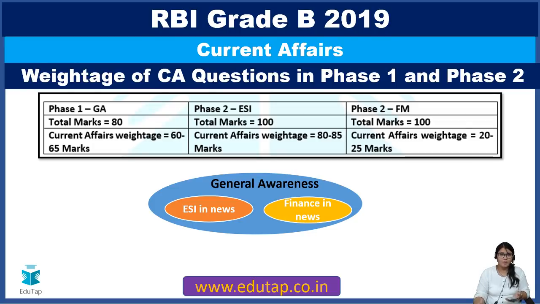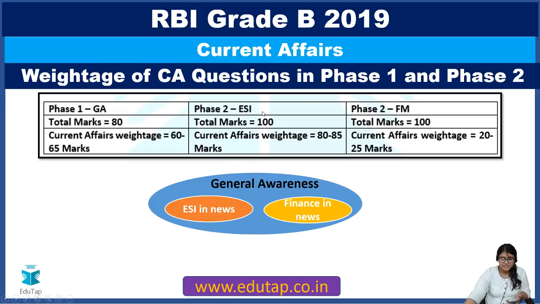Make sure you know the topics in the syllabus, and the third thing, we are providing it to you, that is the right direction through this session, right? So now have a look at the stats that I'm showing you on your screens. This is the weightage of current affairs questions in phase 1 and phase 2. You can see here that when you talk about phase 1, current affairs is nearly 60 to 65 marks out of 80. That is huge, right?